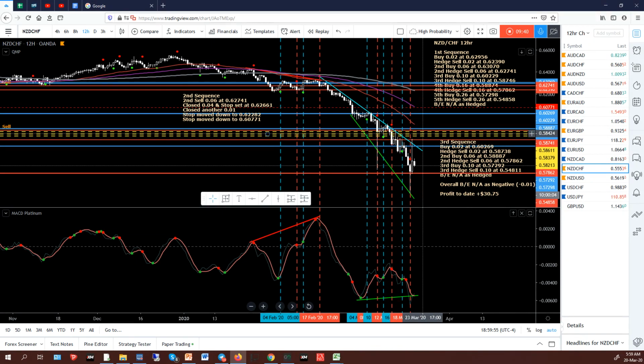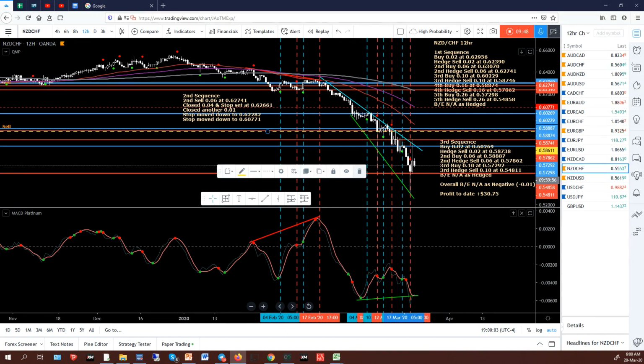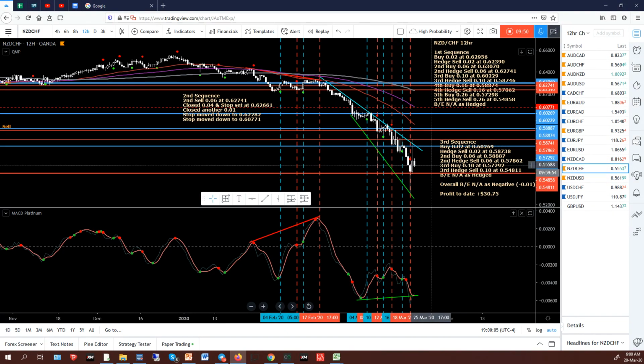I probably should get rid of all these yellow lines because they're all not applicable anymore. Should have done that already, Jim. So they're not in play.